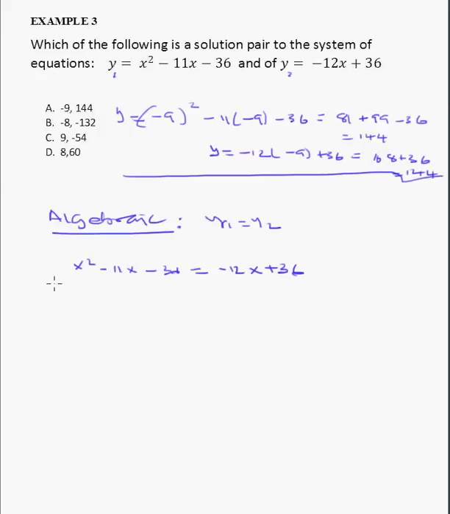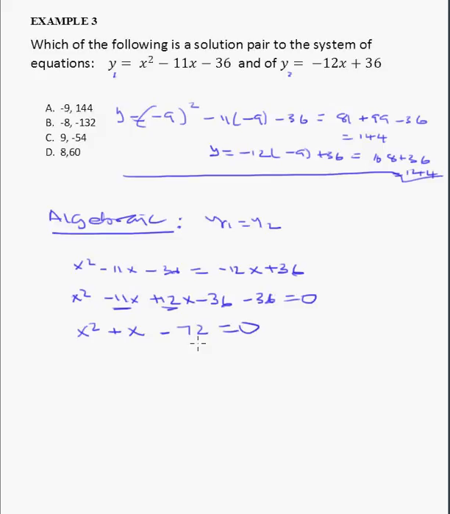Then we can just move all of them. We can add 12x first and subtract 36, and that gives us x squared minus 11x plus 12x minus 36 minus 36, and that's equal to 0. So that gives us x squared plus x, this is minus 11 plus 12, and that gives us minus 72, and that's equal to 0.